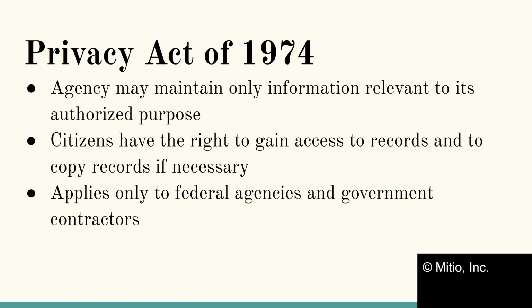Privacy Act of 1974. The agency may obtain only information relevant to its authorized purpose. Citizens have the right to gain access to records and to a copy of the records if necessary. They should be able to copy them. And this applies only to federal agencies and government contractors. So as you can see, this is a Privacy Act that preceded HIPAA, which came at a later date. But the Privacy Act is an important act, so we're mentioning it here. Let's move on.